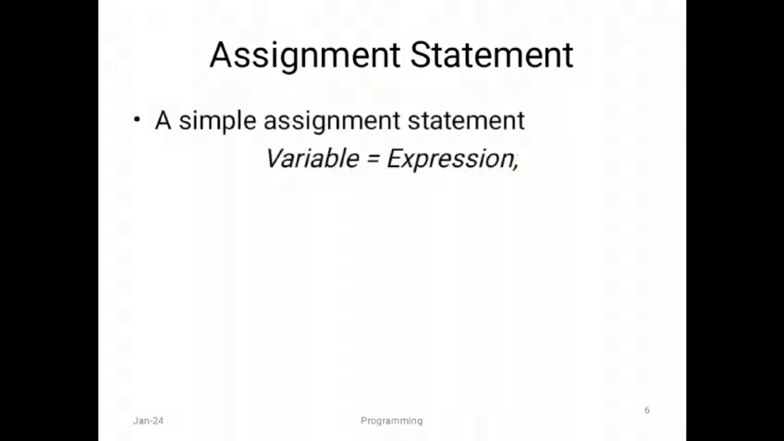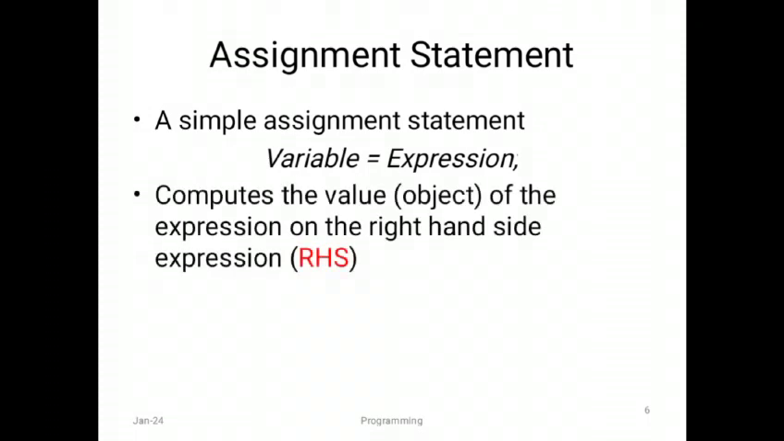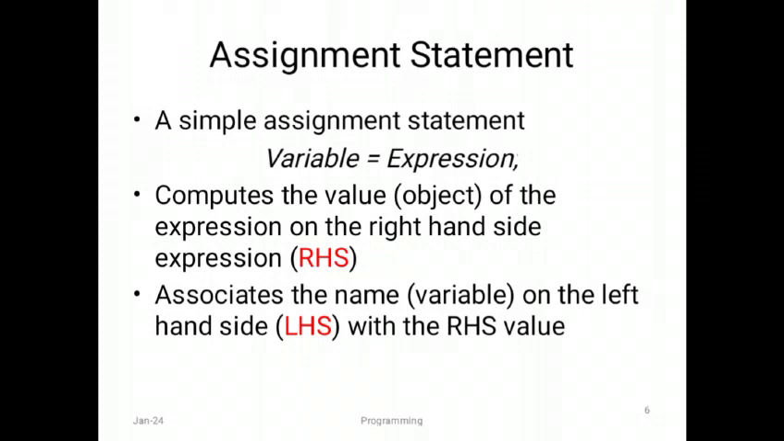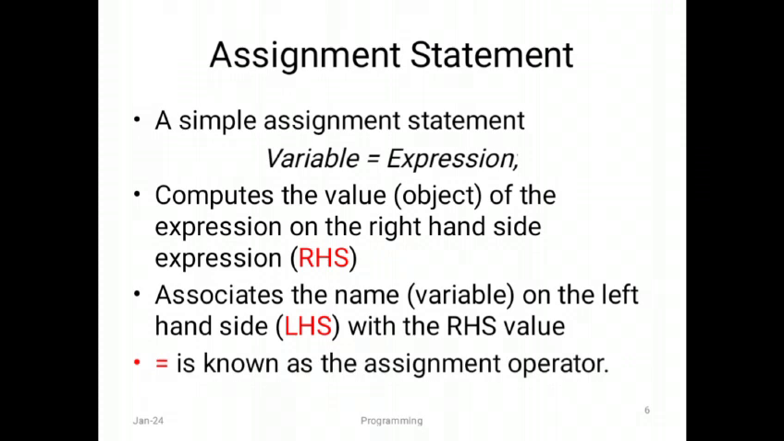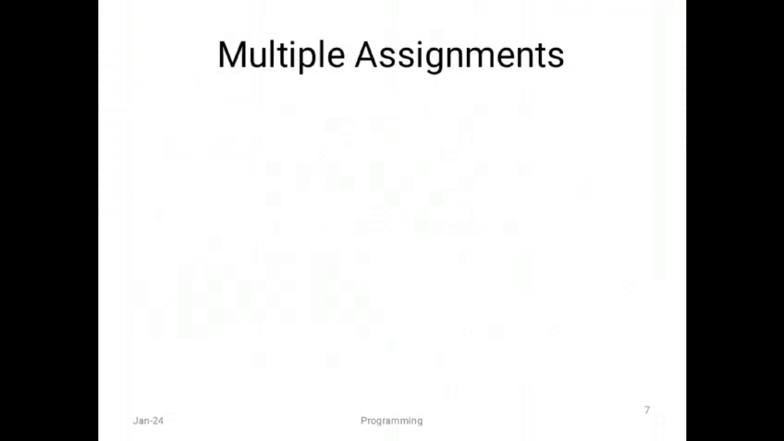Then the assignment statement. A simple assignment statement is where we assign a value to a particular variable, and that is called an assignment statement. It is written as variable equal to expression. It computes the value of the expression on the right side, and it assigns the value to the left side variable. It associates the name on the left hand side with the right hand side value. Equal to is known as the assignment operator.